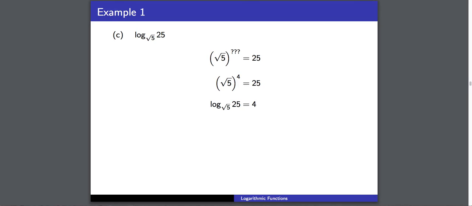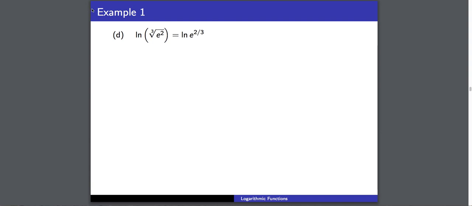All right, part 2, we have the natural log of the cube root of e squared. So for this one, we're looking at rewriting the cube root of e squared as e to the 2/3 power. Remember, when going from radicals to rational exponents, it's power over root.